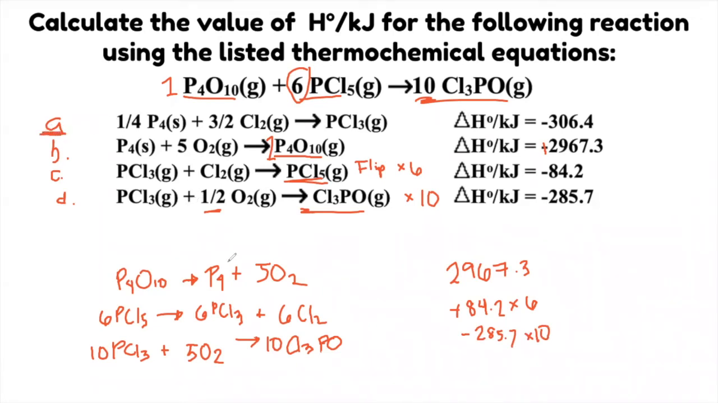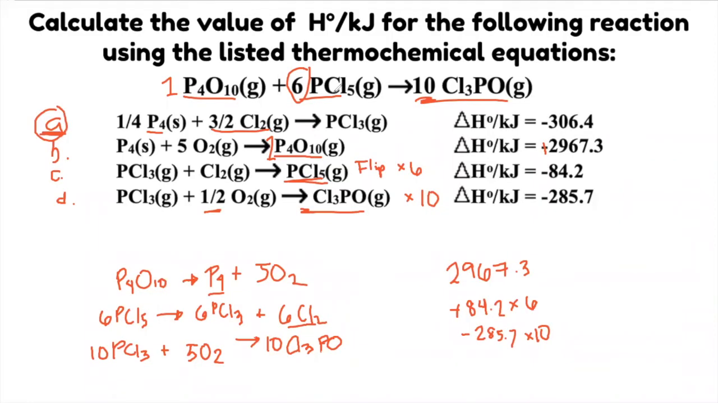Okay, now let's go to A. So I need to cancel 1 mole of P4 and 6 moles of Cl2. So what should I multiply here in the first equation to get 1 mole of P4 and 6 moles of Cl2? Okay, we're thinking. Obviously, it's 4, right? Because 4 times 1/4, this will give you 1 P4. 4 times 3 halves will get you 6, right? So 6, this will cancel. Okay, so multiply this by 4.